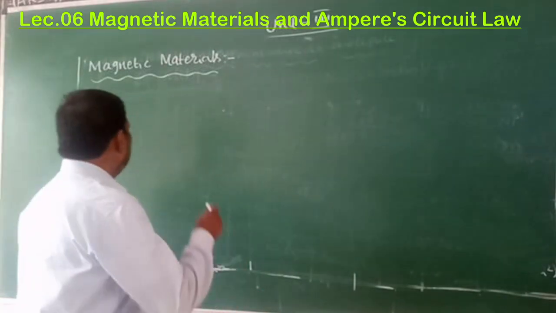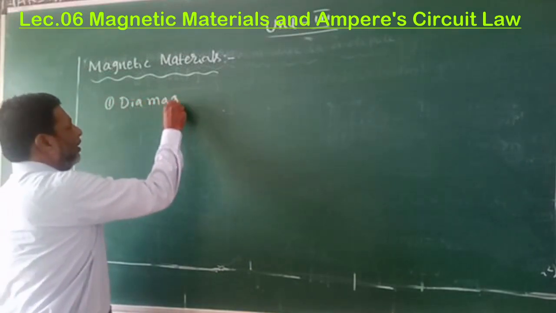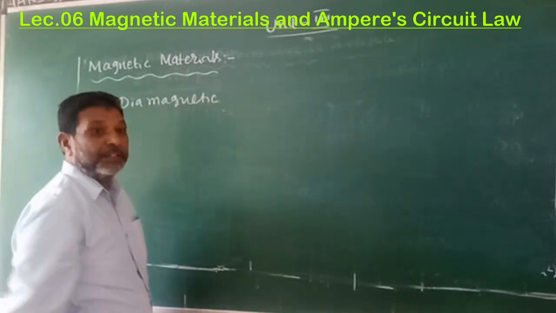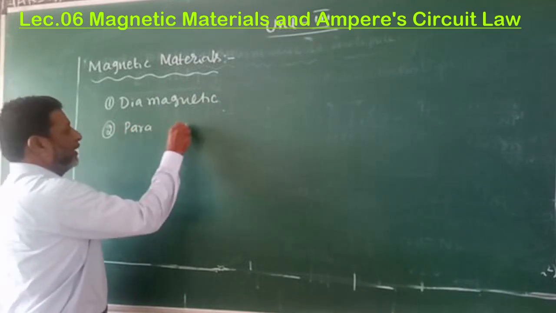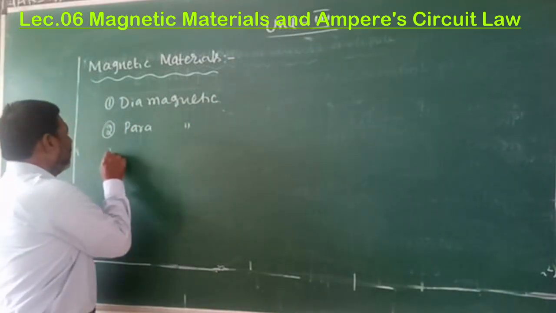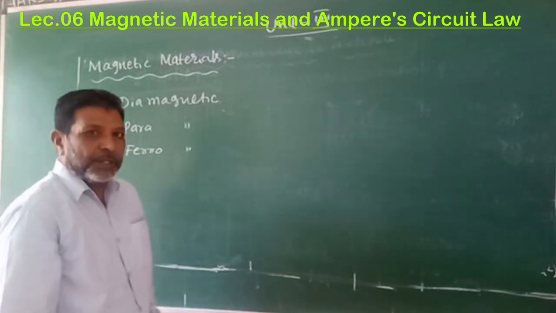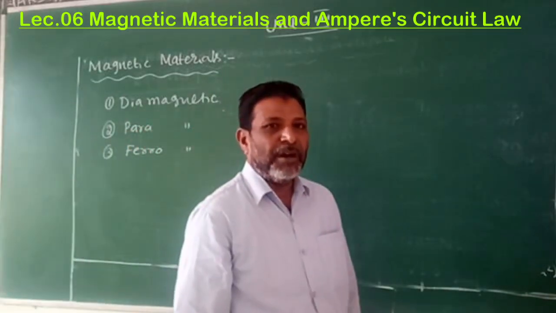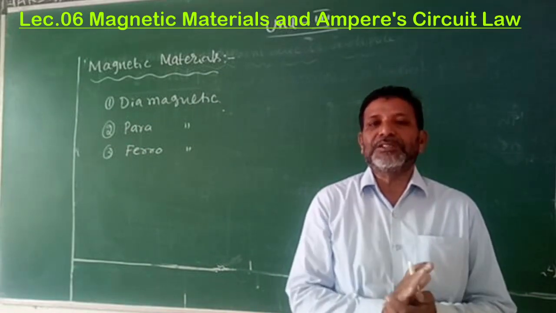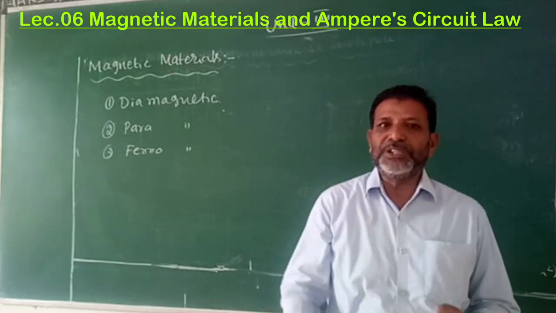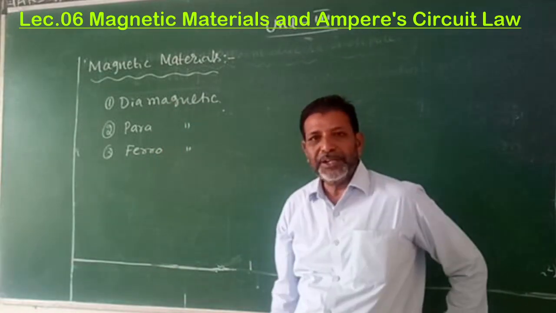Those are: one is diamagnetic, second paramagnetic, third ferromagnetic. Depending upon the behavior of the magnetic properties, magnetic materials are divided into three categories: diamagnetic, paramagnetic, and ferromagnetic materials.